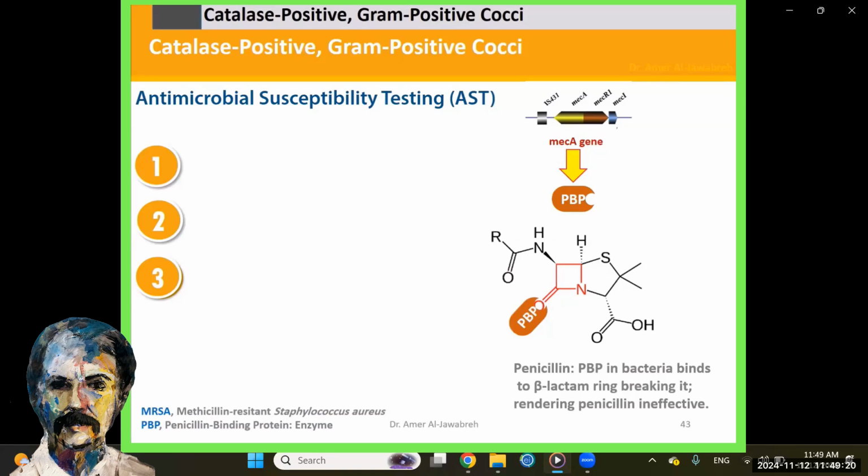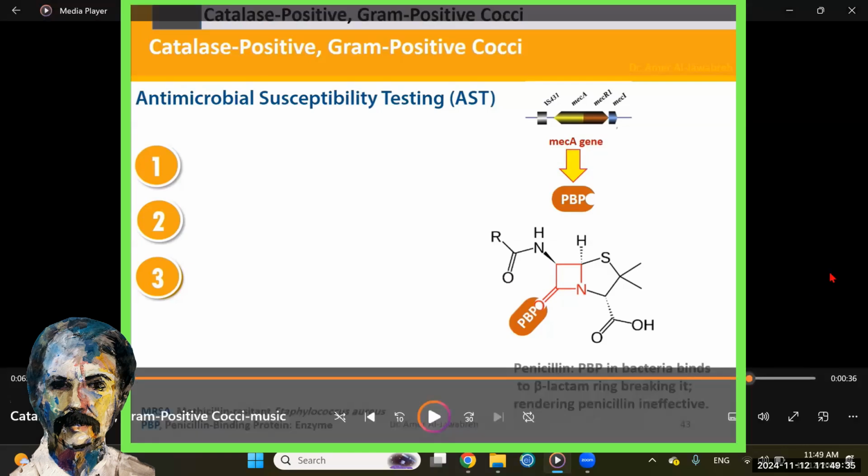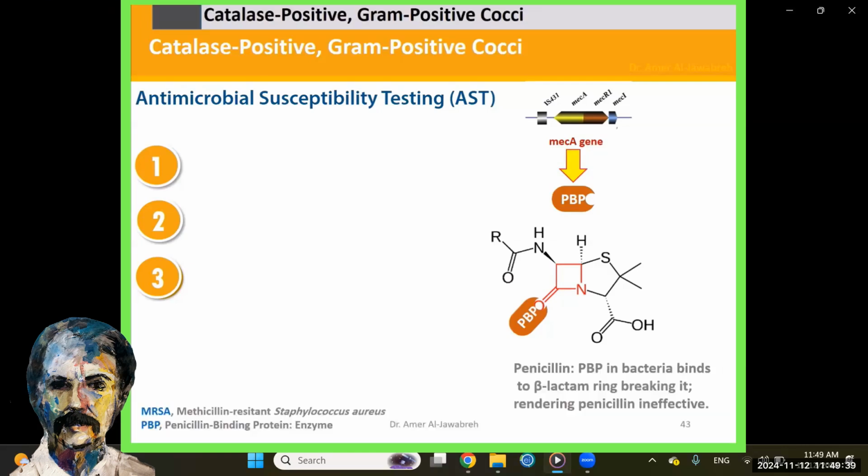That's what the MIC-A gene does. So it produces PBP, which breaks the beta-lactam ring, and the antibiotic becomes ineffective. And the bacteria that contains this MIC-A gene, what do we call it? MRSA, methicillin-resistant Staph aureus.